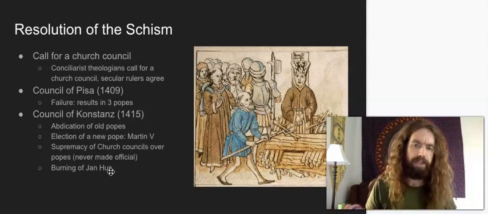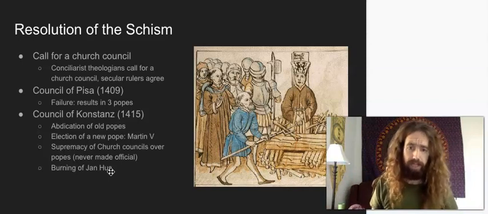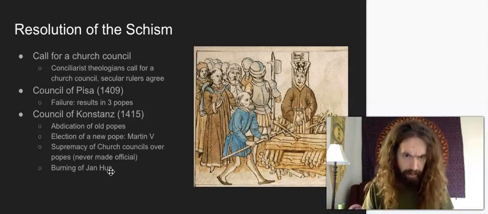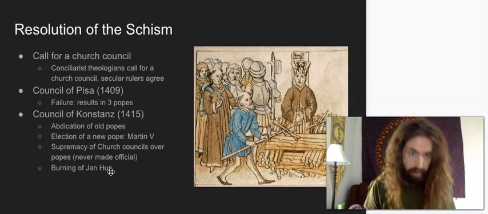But then they have another council, and they really do get everybody on board, and they're able to convince all three of the popes to give up power. And they elect a brand new, fresh, clean pope, a guy named Martin V.